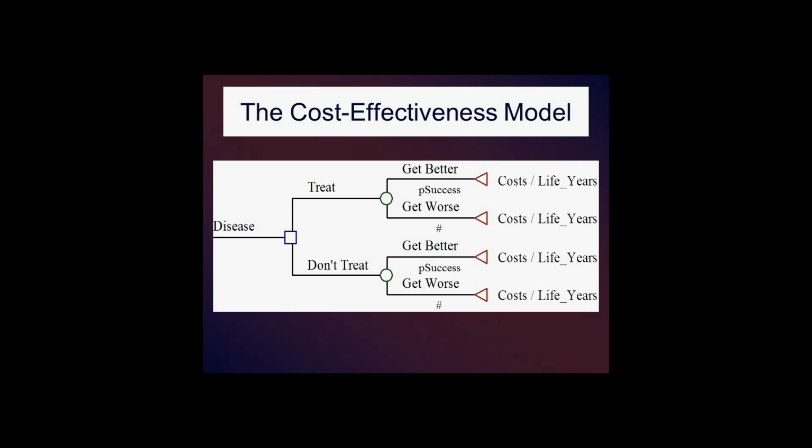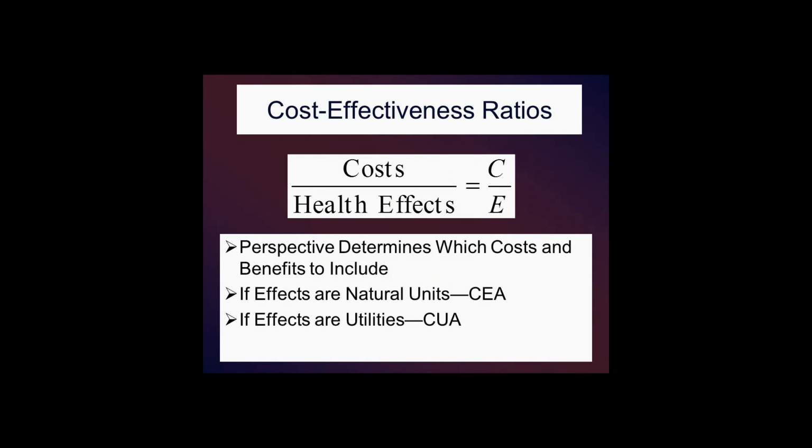Oh, thank you. So anyway, this is the decision tree when I'm doing cost effectiveness analysis. We typically get a cost effectiveness ratio as the result, and that's what does it cost to produce a unit of health. The units are either natural units in cost effectiveness or utilities in cost utility analysis. The perspective you take determines the cost.